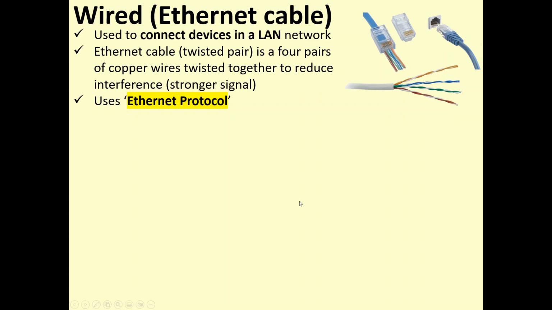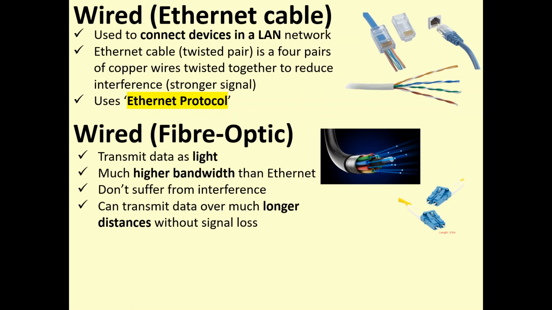One of them is Ethernet cable. This is a standard cable we have in our computer rooms, our classrooms, that goes into the network interface card at the back of the computer. It is used to connect devices in a LAN, local area network. Inside we have 4 pairs of twisted wires, twisted together to make the signal stronger and to reduce interference. An Ethernet cable uses the Ethernet protocol, so it is a protocol that it uses to send the data. Okay? It's cheap, it's easy to use, and it's suitable for a local area network.